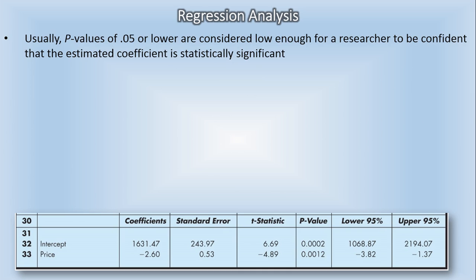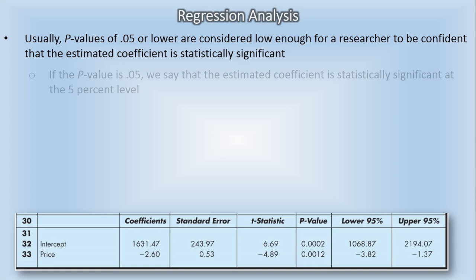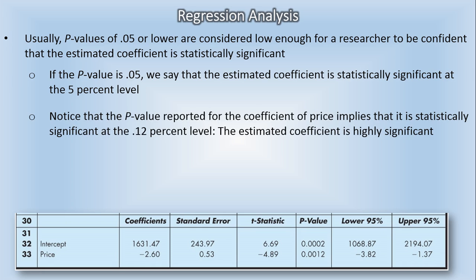When p-values are 0.05 or lower, they're considered low enough for a researcher to be confident that the estimated coefficient is statistically significant. If the p-value is 0.05, we say that the estimated coefficient is statistically significant at the 5% level. Notice that the p-value reported for the coefficient of price, in this case 0.0012, implies that it is statistically significant at the 0.12% level. The estimated coefficient is highly significant, as we would think given what we know about price and quantity.